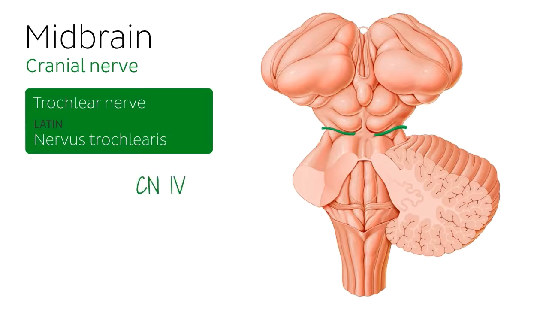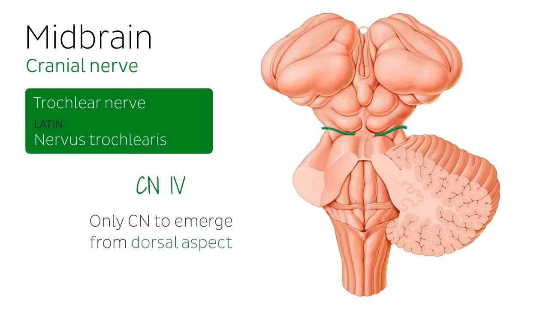And one thing that's important to note about the trochlear nerve and its placement is that it's the only cranial nerve to exit the brainstem from the dorsal aspect. And the trochlear nerve is also an exclusively motor nerve that innervates the superior oblique muscle of the eye.